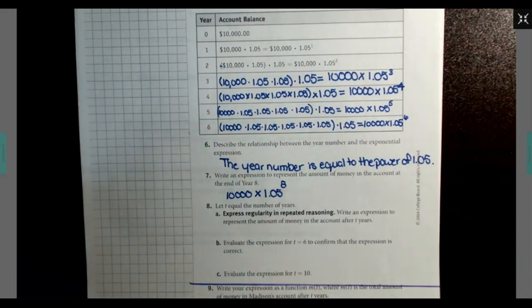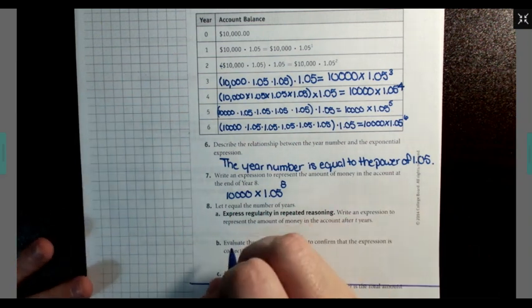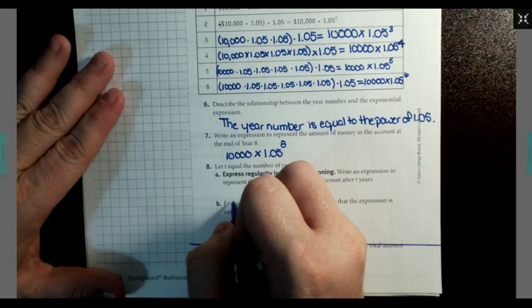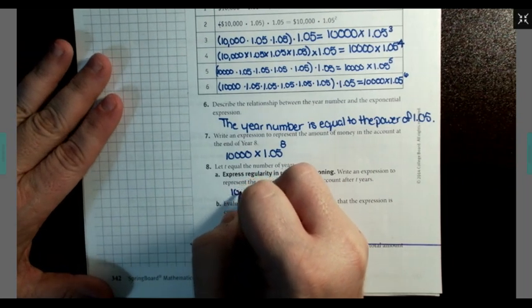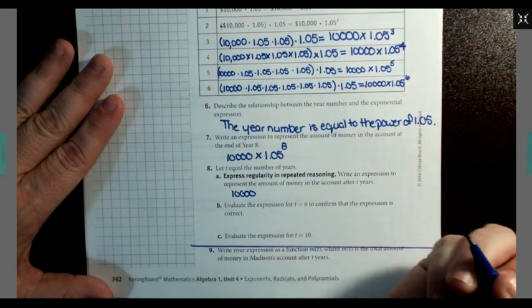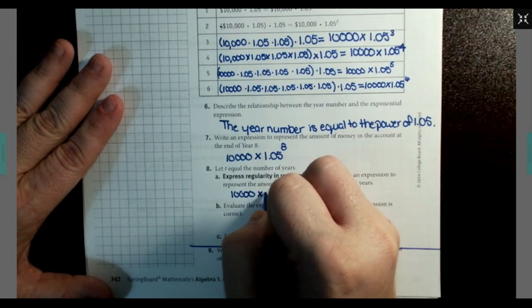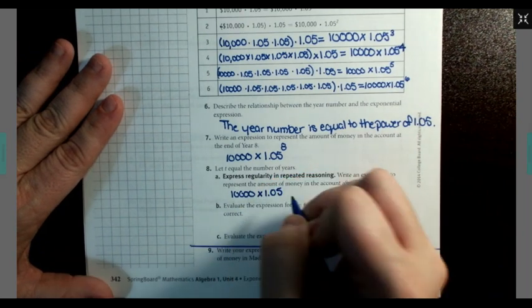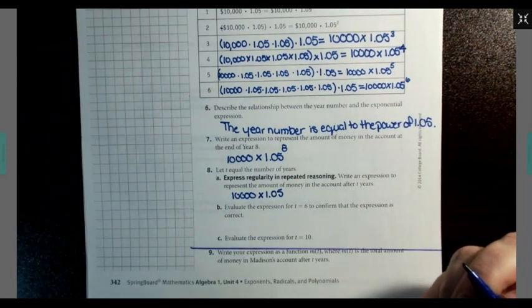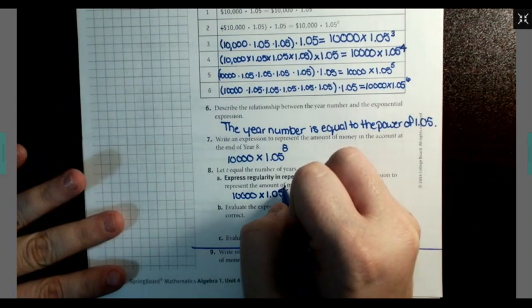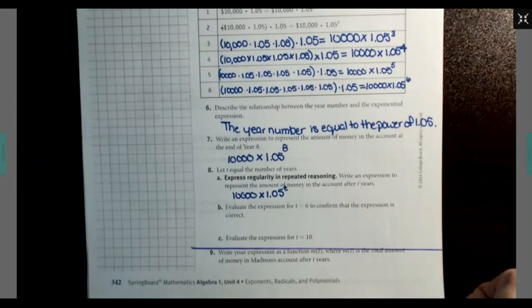Let t equal the number of years. A. Express regularity and repeated reasoning. Write an expression to represent the amount of money in the account after t years. So I'm going to guess that it's going to be 10,000, because that always came up, right? Times this 1.05, and t is my number of years, so it's going to be raised to the t power.